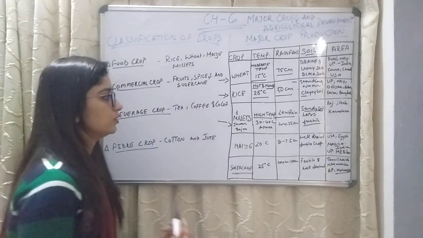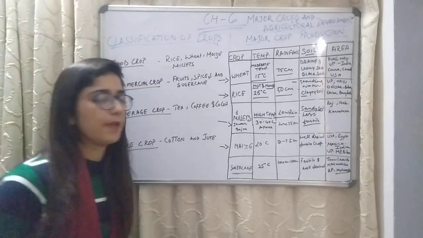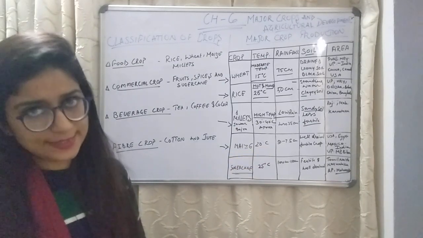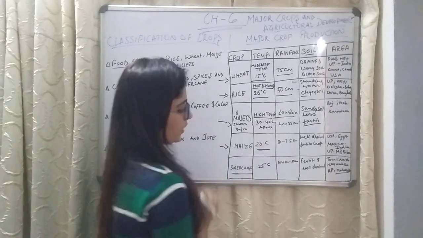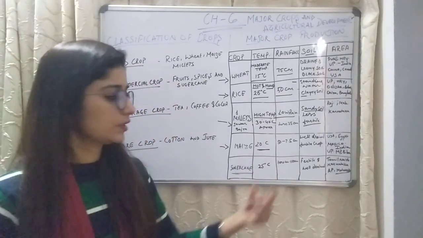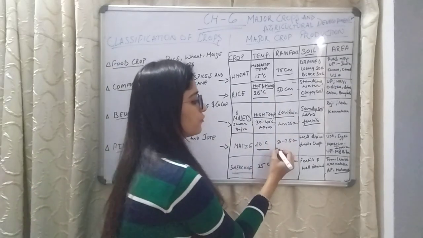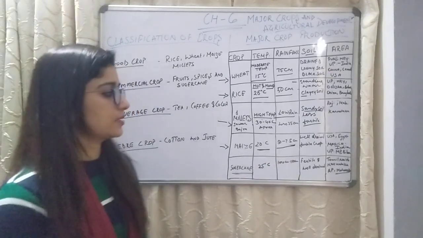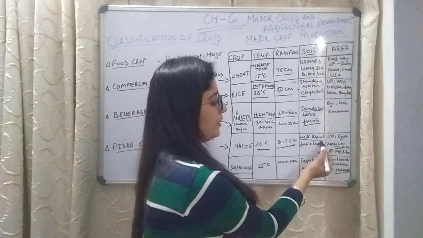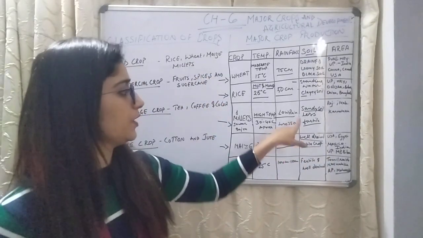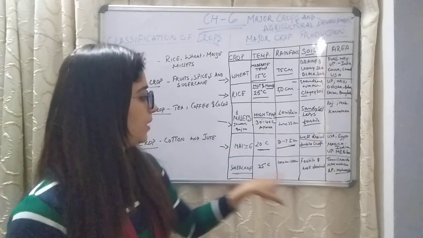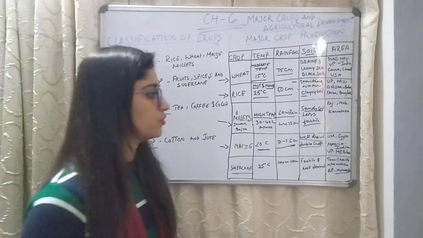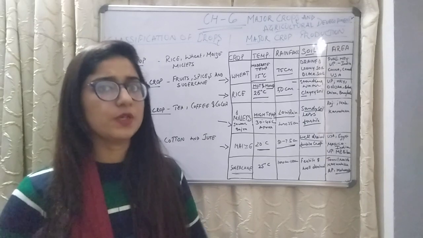Okay, now coming to the fourth one, that is maize. Maize is a crop which is grown at a temperature of 20 degrees Celsius. The level of rainfall should be between 50 to 75 centimeters. Now soil, it should be well drained and fertile. In millets we studied less fertile soil, but in maize we need fertile soil. So fertile soil should be there and well drained.